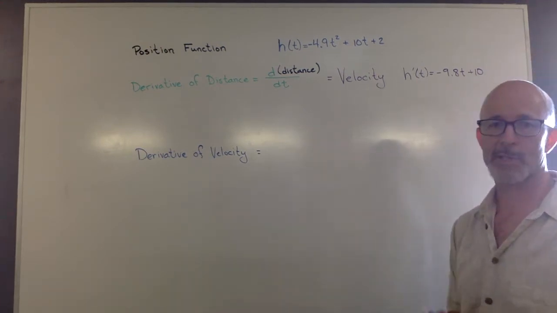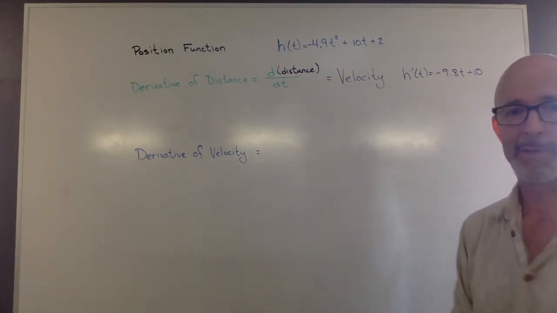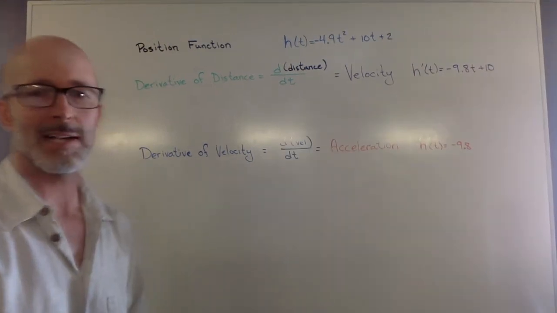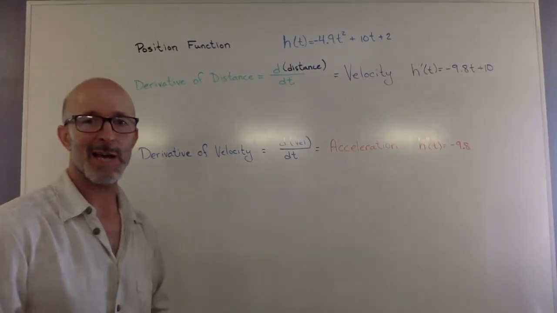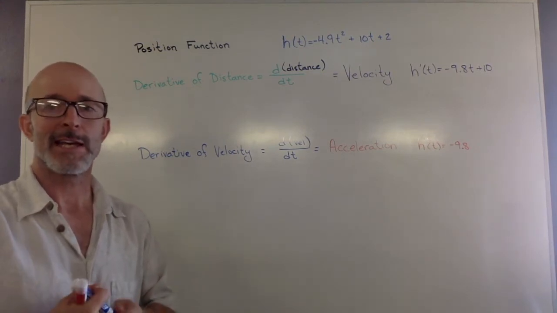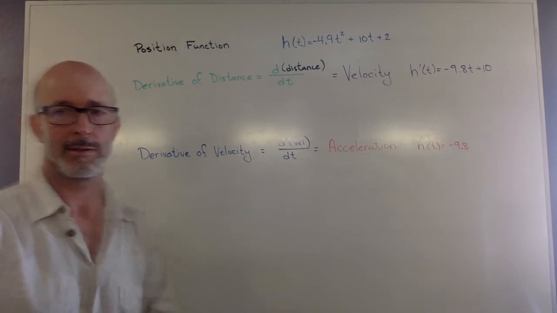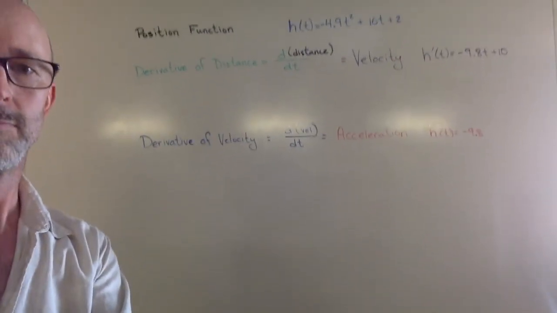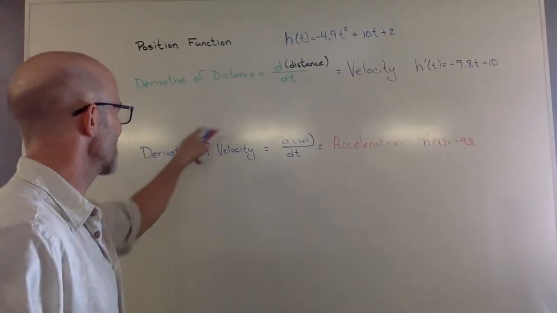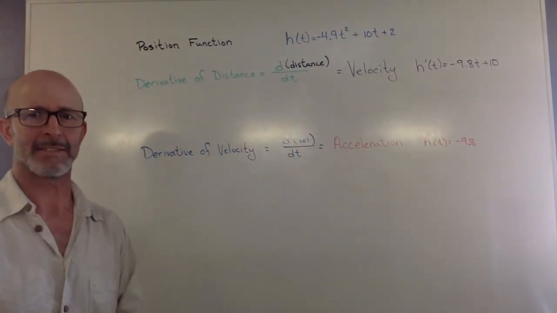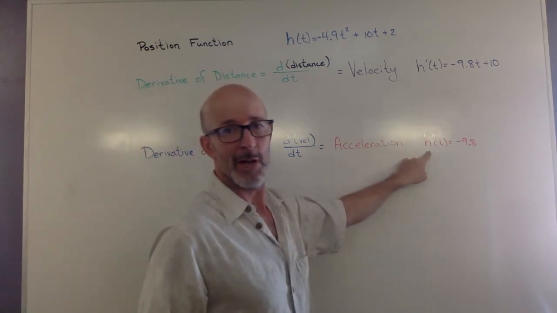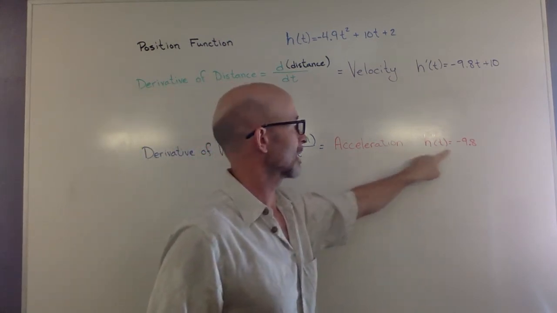And now, of course, my next question is, what is the derivative of velocity? A change in velocity over a change in time is called the acceleration. How fast your velocity changes is your acceleration. But it's the acceleration. So the second derivative of a position function is the acceleration.